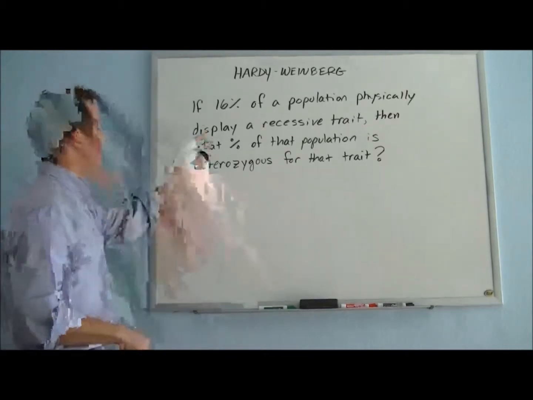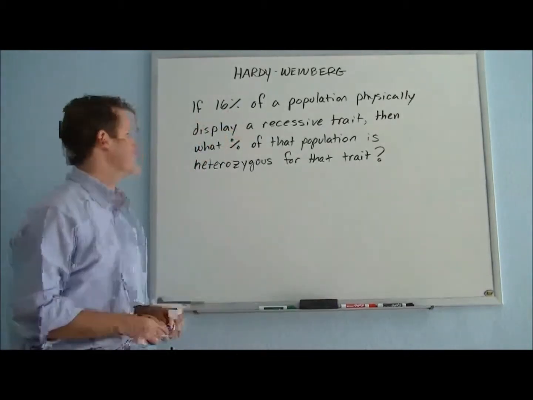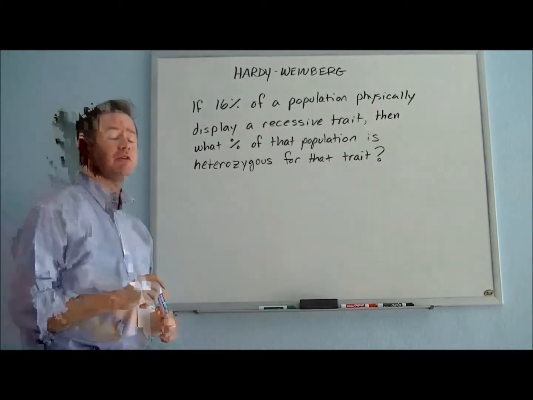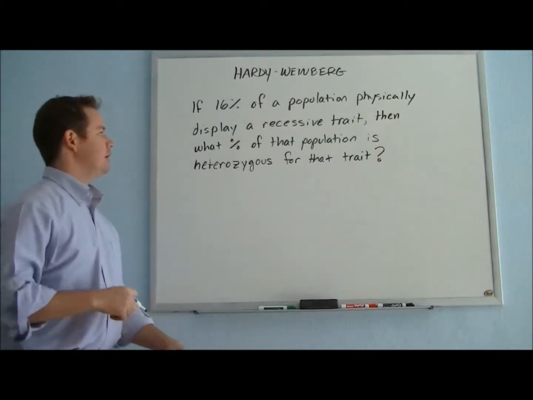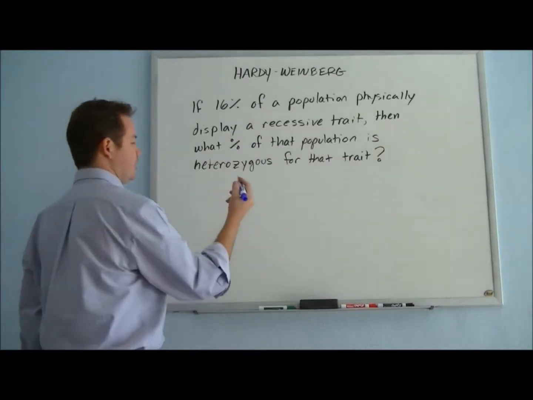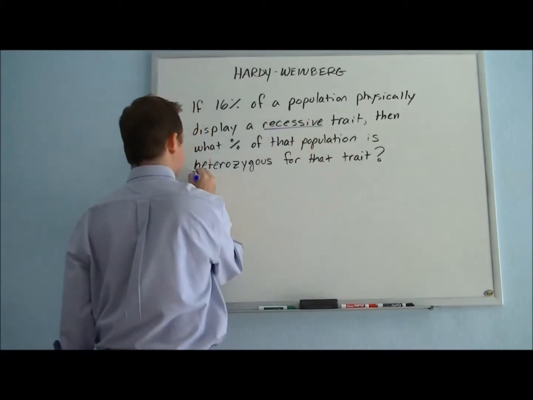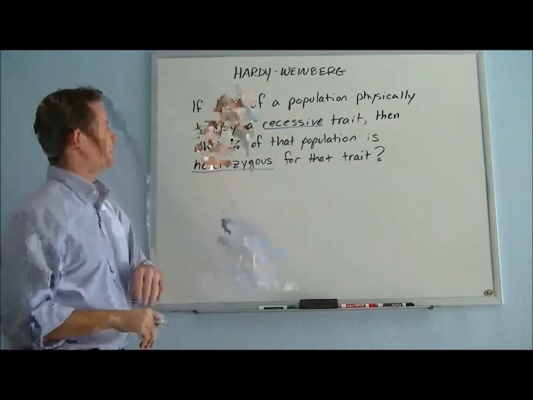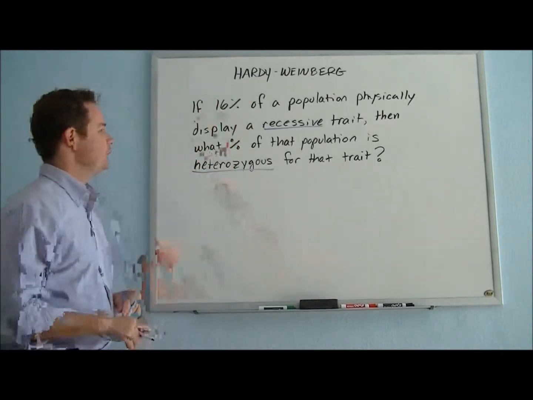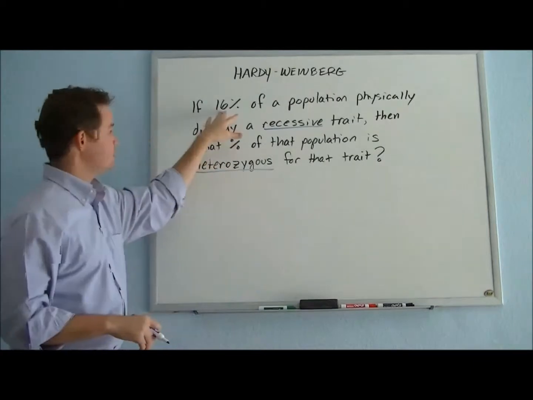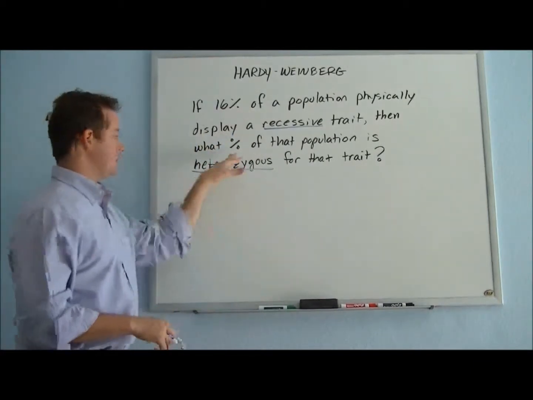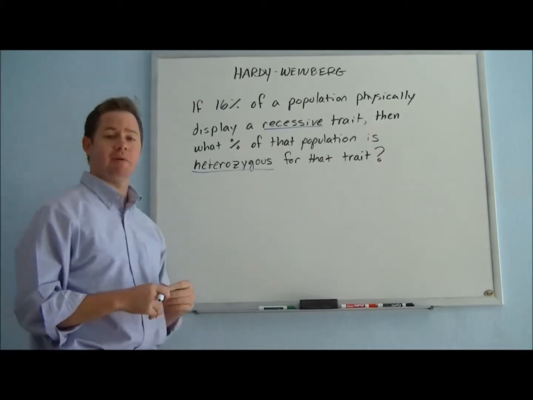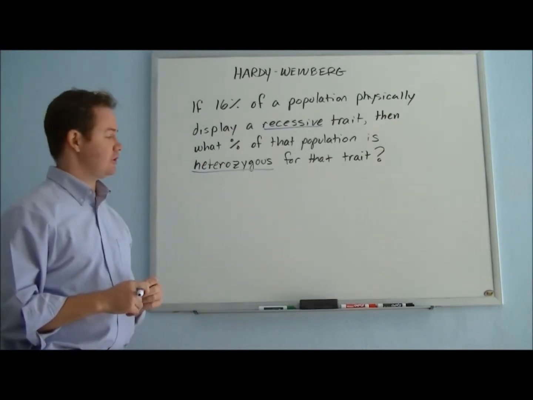So here we go. It says if 16% of a population physically display a recessive trait, then what percent of that population is heterozygous for that trait? Okay, so there are a few vocab words in here which we'll discuss as we go through. We see things like recessive and heterozygous. But first we want to see what kind of equation we should use for a problem like this, because we've got some numerical values in there and they're asking us for a numerical value. They want us to come up with the actual percentage of that population that is heterozygous for this trait.